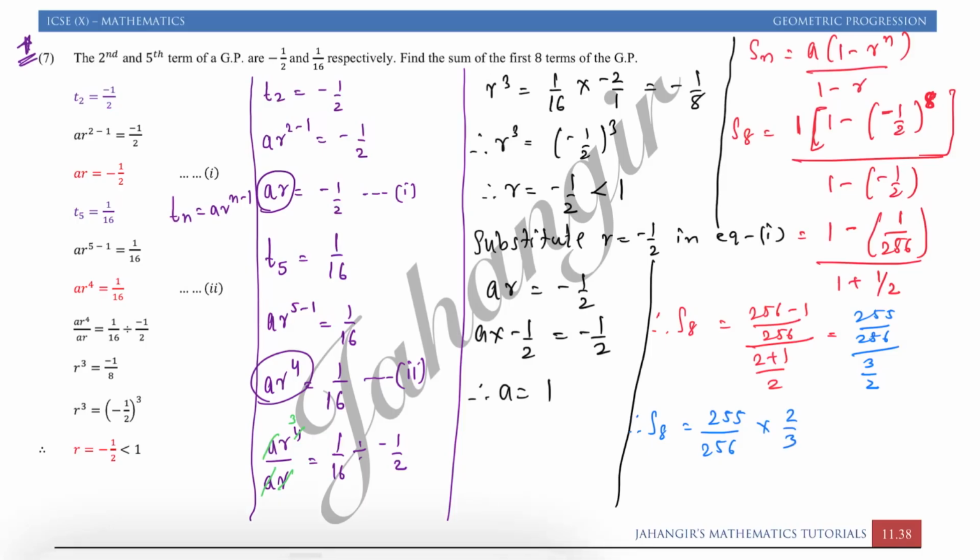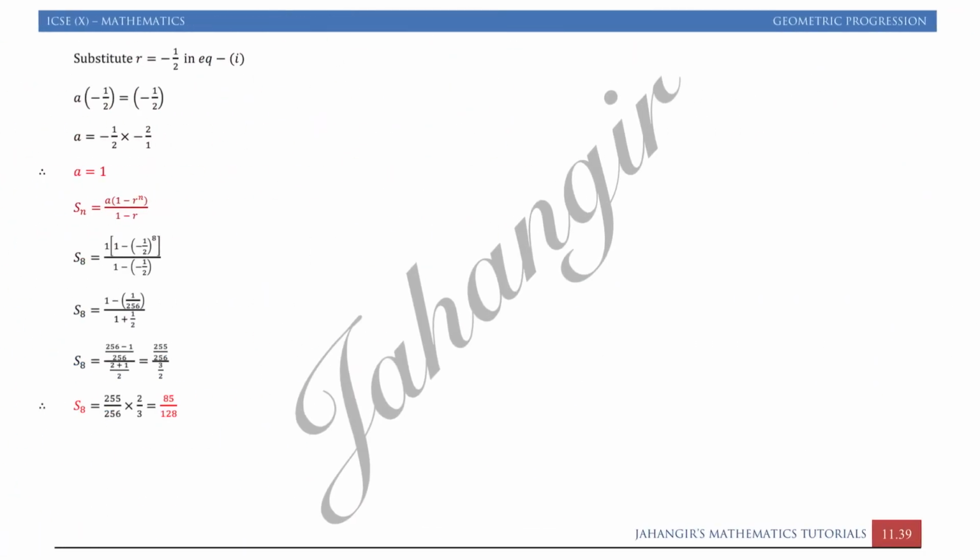Cancelling out: 2 ones are 2, 2 twos are 2, 2 eights are... Cancelling 3: 3 eights are..., 3 fives are... So you will get the answer as 85 upon 128. So therefore S8 is equal to 85 divided by 128. That you can refer from this part also. Just have a look at this. It's done in the proper format. Every step has been written for you.